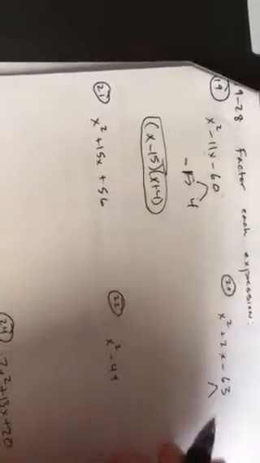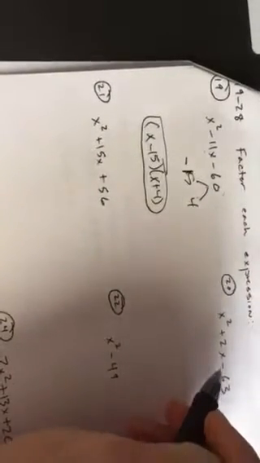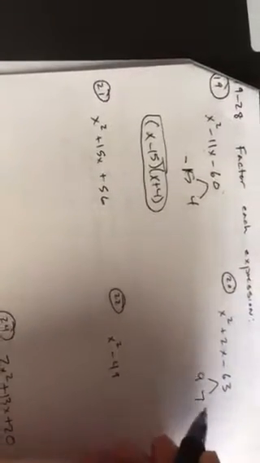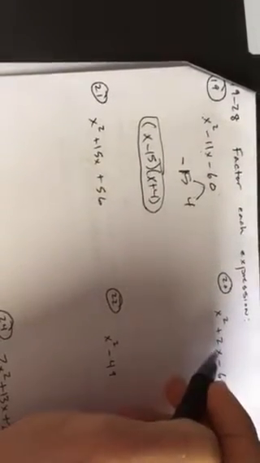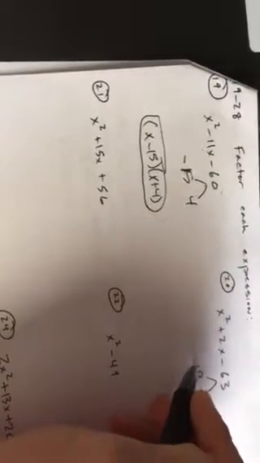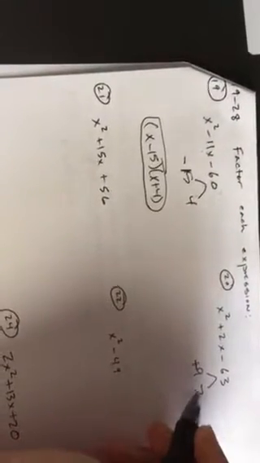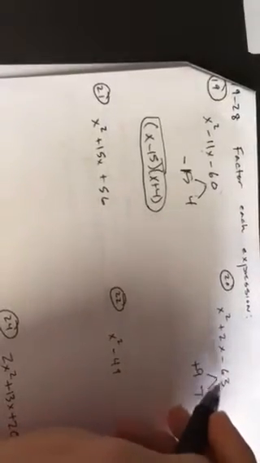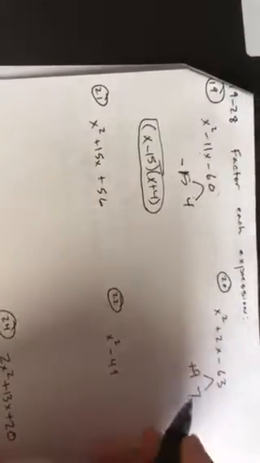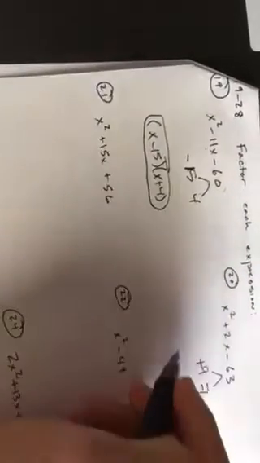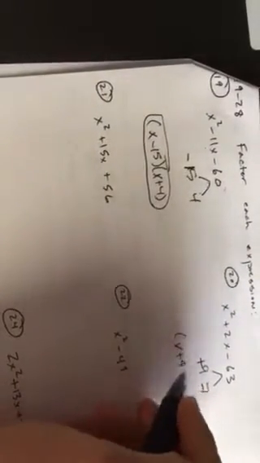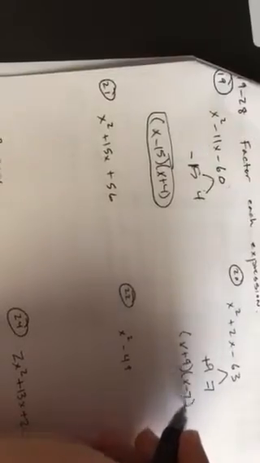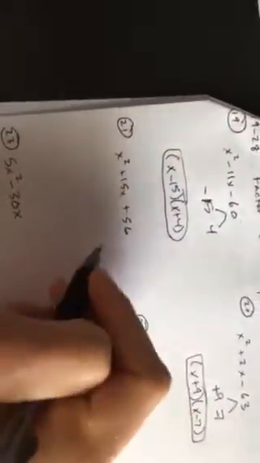So number 20, what multiplies to 63 because it's negative differs by 2? That'd be 9 and 7. Now notice how the middle term is positive, so that means this 9 is also going to be positive. The bigger factor has the sign of the middle term whenever we have to have a negative and a positive, when we get a negative product. So that means 7 would be negative, so I'm going to have x plus 9 and x minus 7 as my two factors.